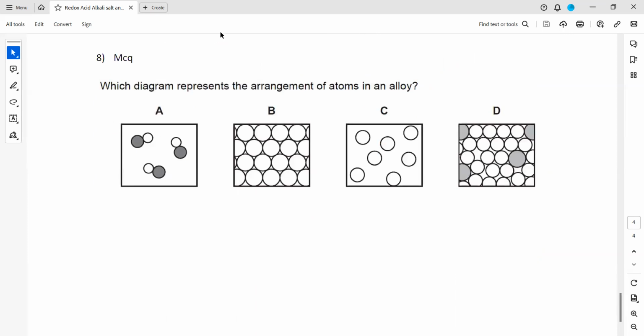In question 8, which diagram represents the arrangement of atoms in an alloy? Alloy means a mixture of metals. First, which one is representing the regular arrangement? Either B or D can be. A and C are not representing a regular arrangement. But to be an alloy, there should be different types and sizes of atoms. So B is representing a pure metal, D is representing an alloy.